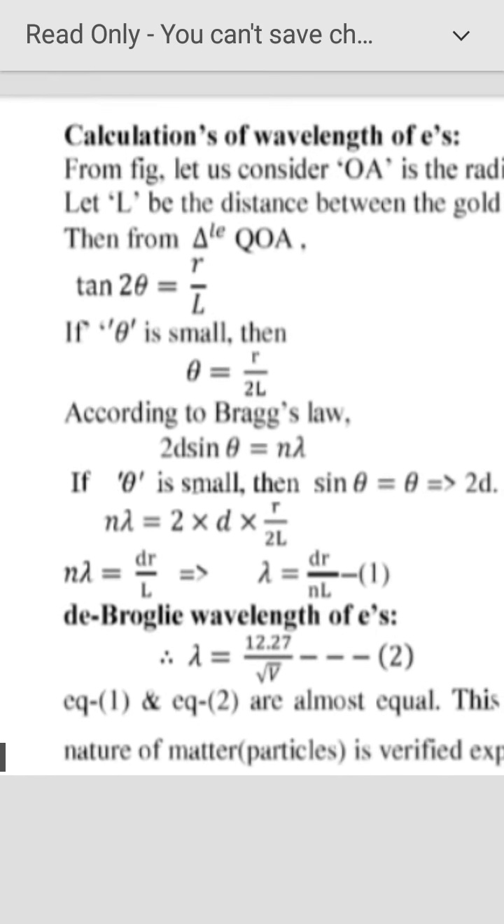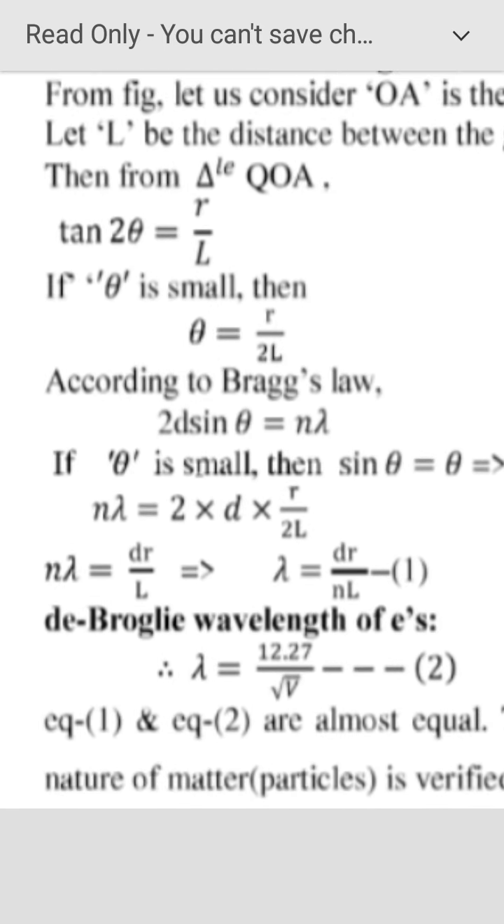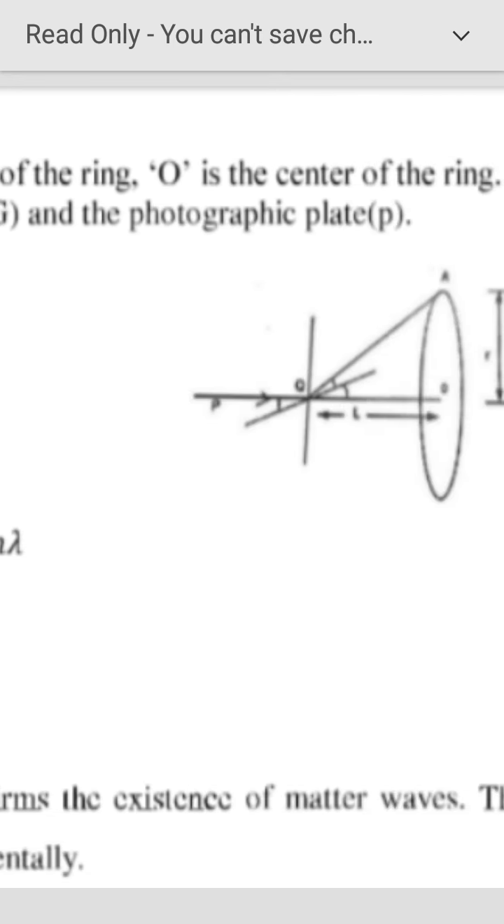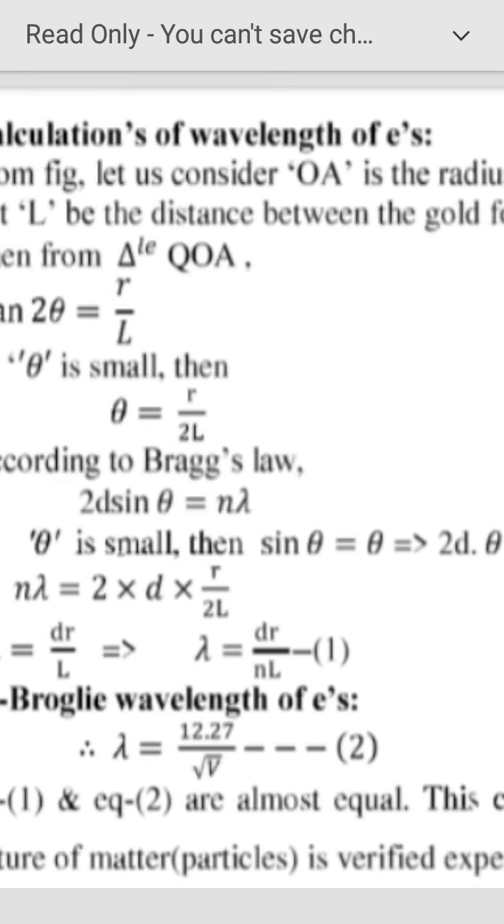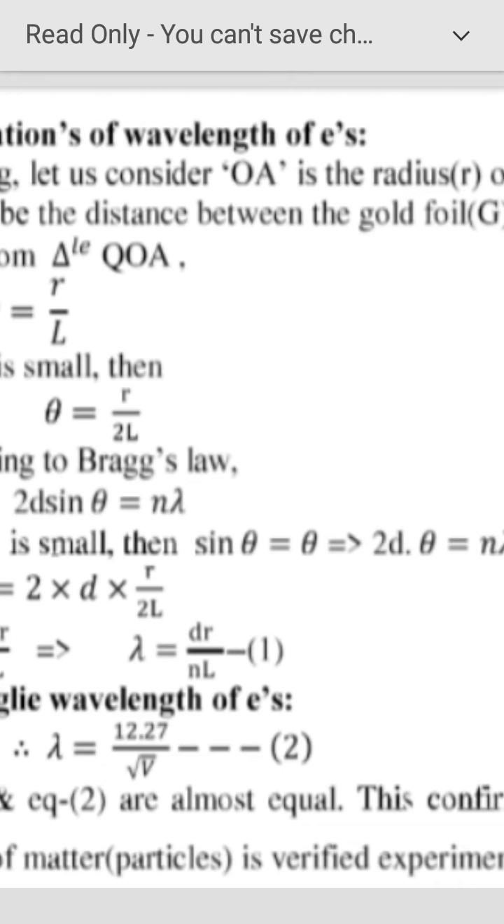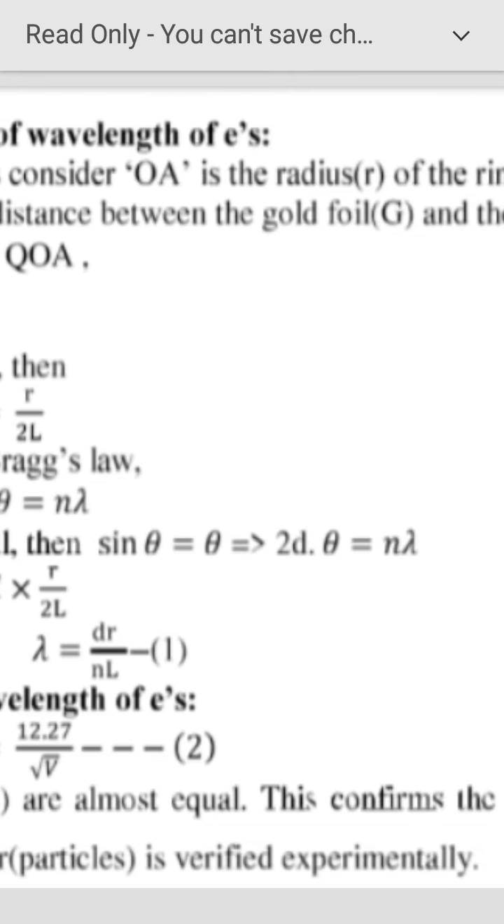According to the de Broglie wavelength for electrons, lambda is equal to 12.27 by root V, that is equation 2. As equations 1 and 2 are almost equal, this confirms the existence of matter waves. The wave nature of matter or the particles is verified experimentally.